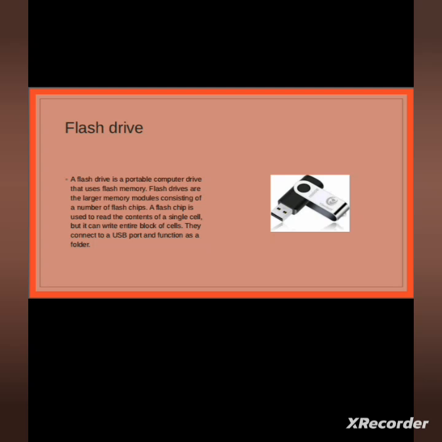Flash drives are larger memory modules consisting of a number of flash chips. A flash chip is used to read the contents of a single cell, but it can write an entire block of cells. Flash drives connect to computers and other devices through a built-in USB type A plug, making a flash drive a kind of combination of USB device and cable.